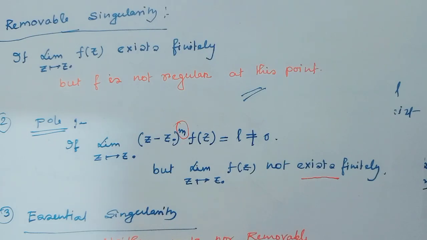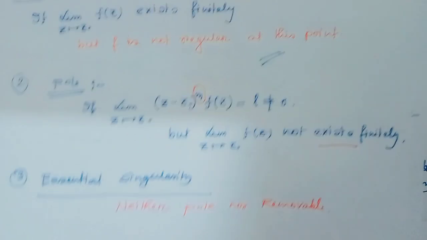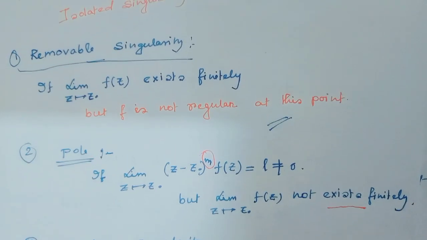And if it is neither a pole nor a removable singularity, then it is always an essential singularity. I hope all my viewers have understood this easily.